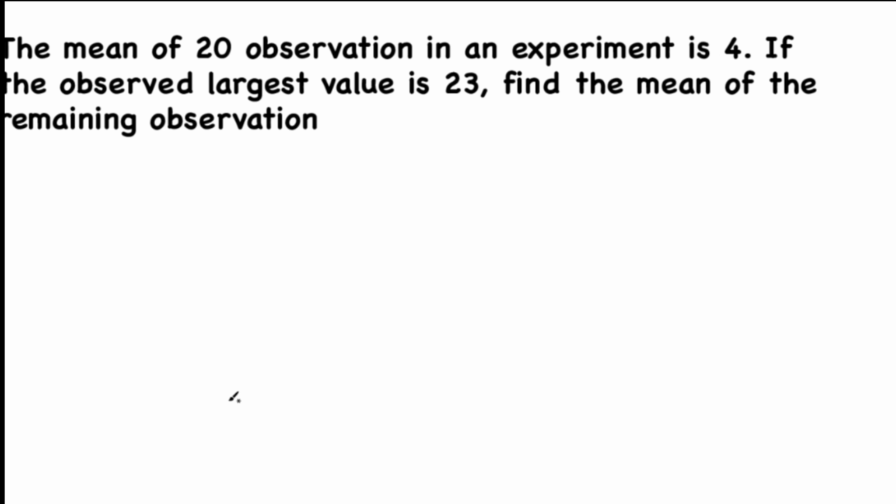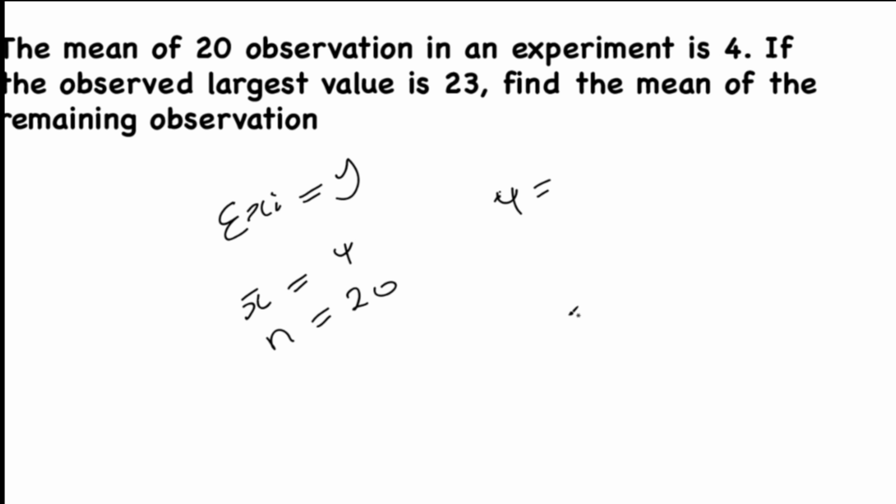Okay, let's do it. We are going to say the summation of all the values you observe, let it be y. So if the mean is given to be 4, and we know the number of items was 20, it means that 4 equals y over 20. So y equals 4 multiplied by 20, which equals 80.